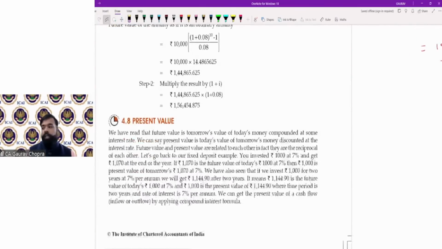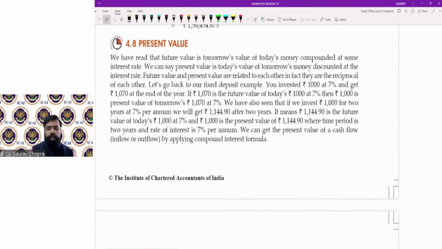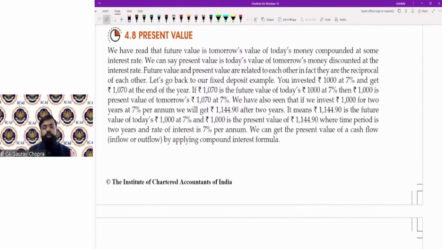Example number 28. Now we have to move towards present value. Present value. तो थोड़ा सा इस पैराग्राफ को समझ लेते हैं to prepare our basics, and then we will be starting with our questions. So we had read that future value means it is tomorrow's value of today's money.